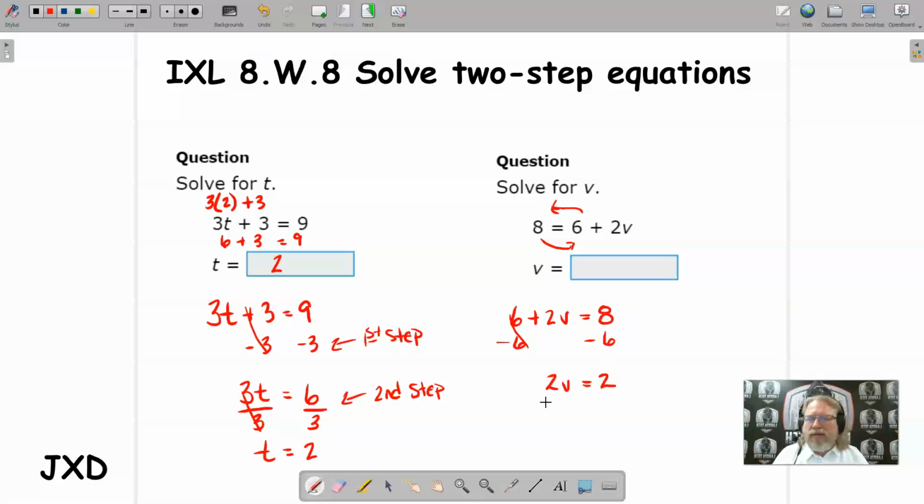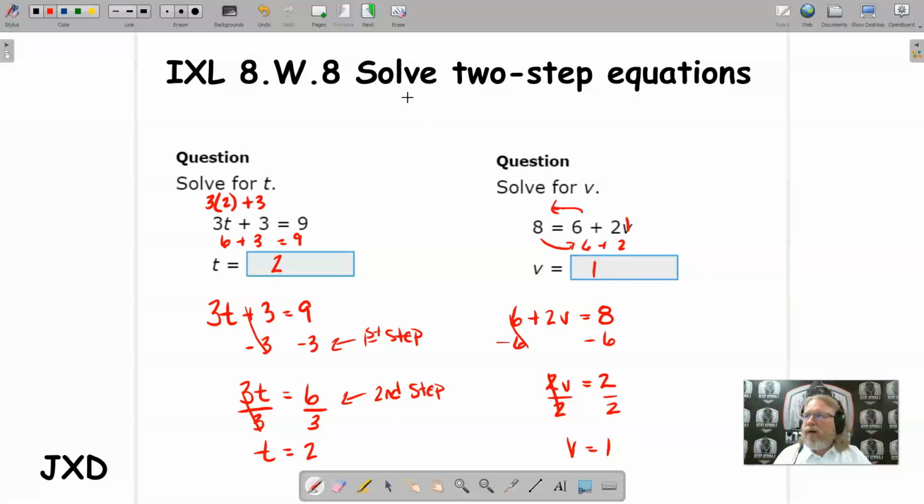Second step is to divide, and we're going to divide because the 2 is tied to the v through multiplication. The opposite operation is division. We're going to divide by the number we wish to get rid of, and what we do to one side, we are going to do to the other. The 2's are going to cancel each other, leaving us with v, and 2 over 2 is equal to 1. So in this case, v equals 1. And if we plugged in a 1 there, we would get 2 times 1 is 2, and 6 plus 2 is indeed 8. So we're good to go.